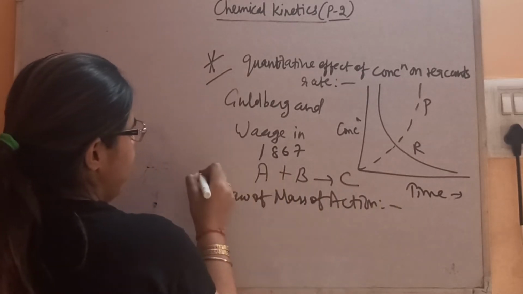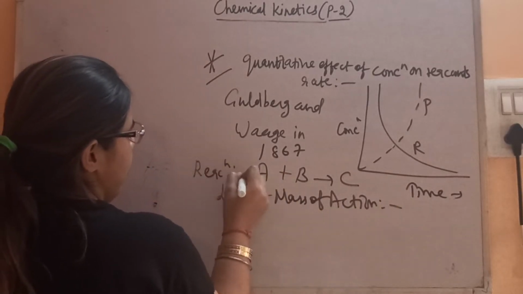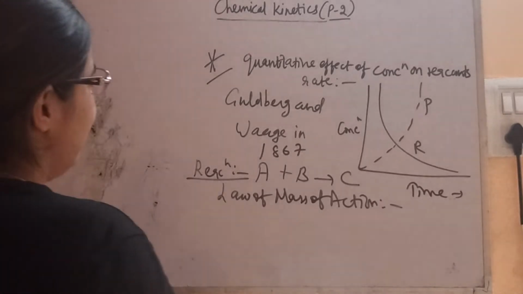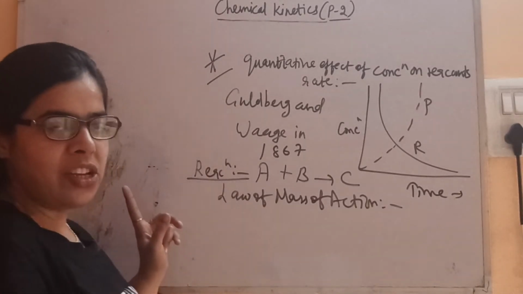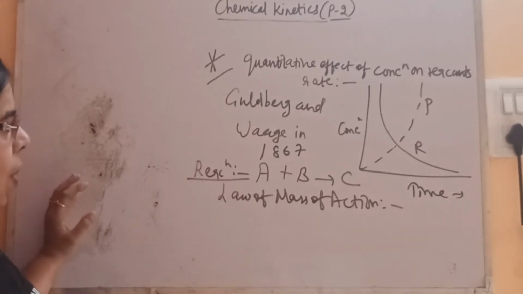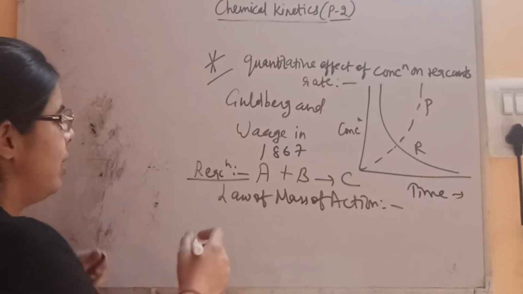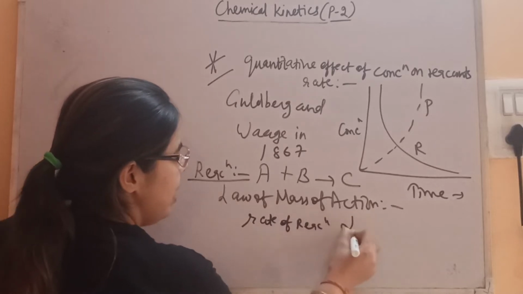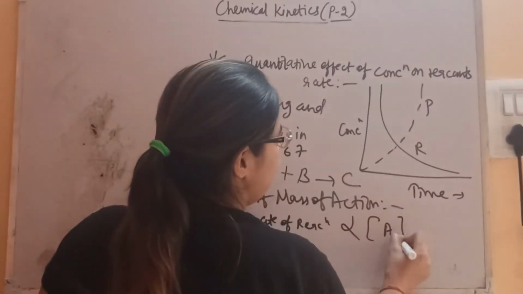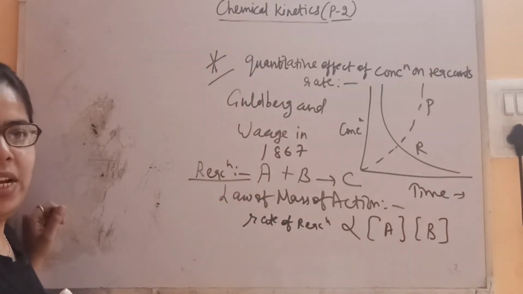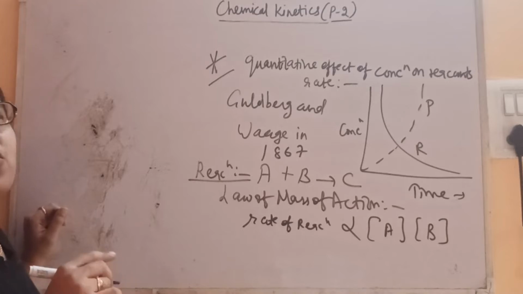Let's consider, for this reaction, the general reaction A to B and C. According to Guldberg and Waage, what they have given is the quantitative relationship between the concentration and the reaction rate. He stated that according to this law, the rate of reaction is directly proportional to the concentration of the reactant species raised to the power of their stoichiometric coefficient involved in the balanced chemical equation.